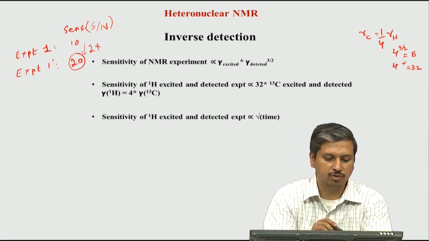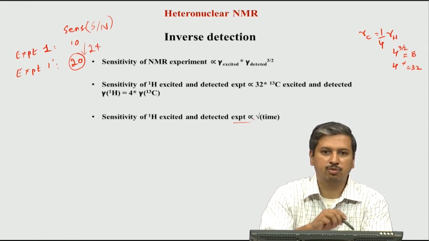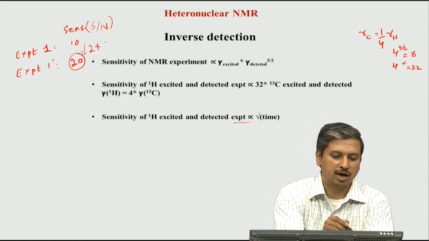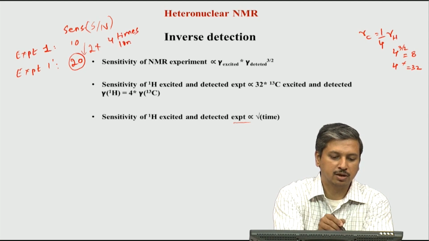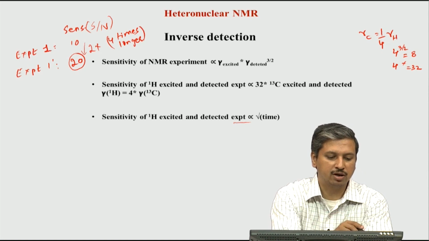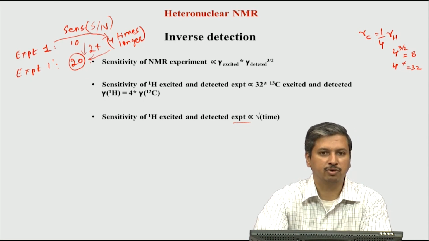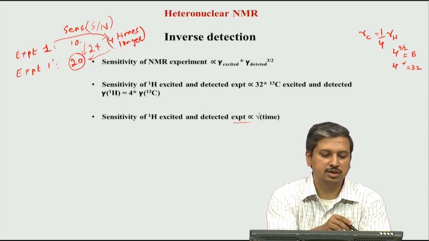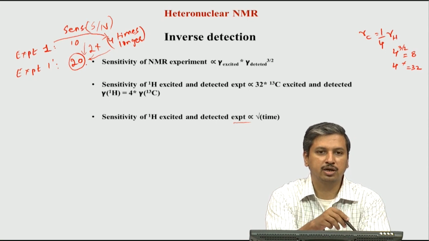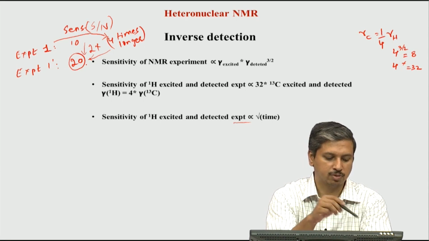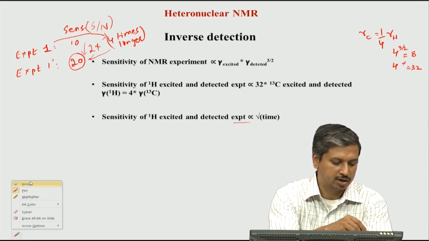So, according to this rule which is shown here, the sensitivity is proportional to square root of time. It means that I have to run this experiment 4 times longer, square. Okay. So, only if I run this experiment number 1 4 times longer, then the sensitivity will become this 20. So, if I want to increase the sensitivity by x, I have to increase the time by x square.